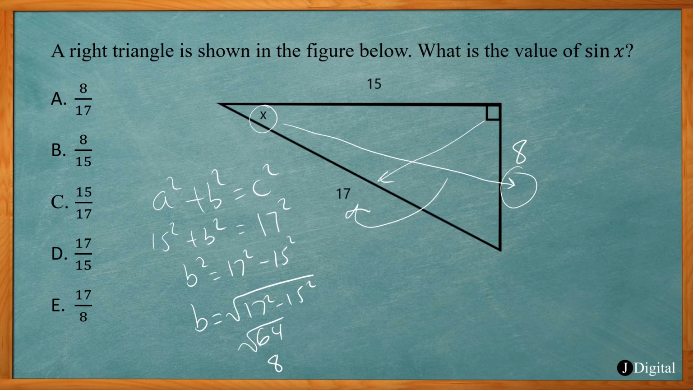So opposite over hypotenuse would be 8 over 17. Okay, so sine of x is equal to 8 over 17. So answer A.